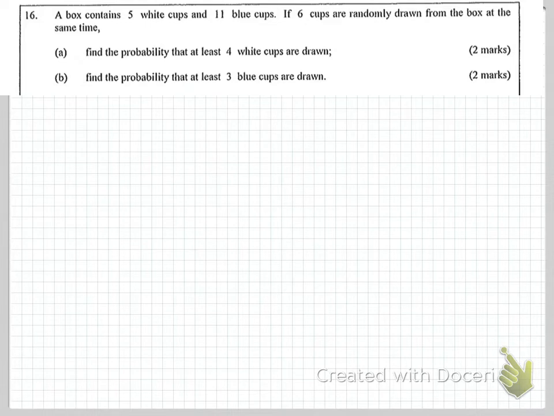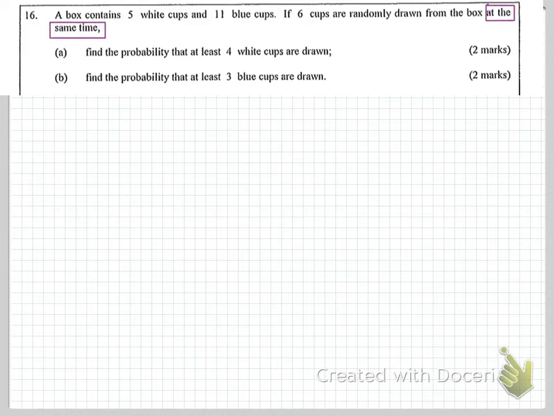It says that there are 5 white and 11 blue cups, and 6 are randomly drawn from the box. Now, if we want to do it with a tree diagram, it's going to be complicated, right? Because there are 6 stages. You have to draw 6 times. But anyways, we'll see how we can do it with both methods. But then there's an important hint that all these are taken at the same time.